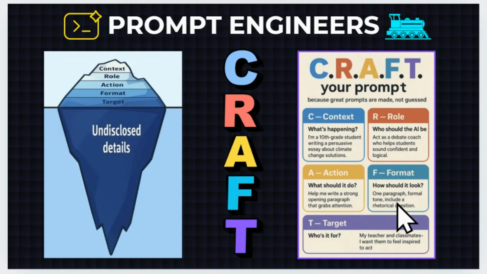F, format. How should it look? It's on the output end, so there should be a 1-paragraph formal tone, including a rhetorical question. And T, target. Who's it for? I need to make sure it's for my teacher, my classmates. I want them to feel inspired to act. So as you're drafting your prompts, make sure you follow the C, the R, the A, the F, and the T, because that will provide a lot of the information for the chatbot, in this case, Google AI Studio, to give you the best possible outcome.